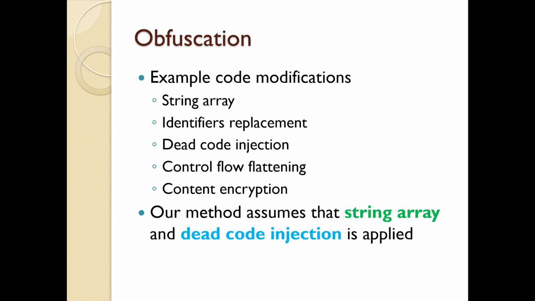Some common examples of code modification during the obfuscation process are as follows. String array, which means that we collect all the literals and put them as an array at the beginning of the file. Identifiers replacement, dead code injection, control flow flattening, content encryption, and others. In our method, we primarily leverage the string array and dead code injection properties.